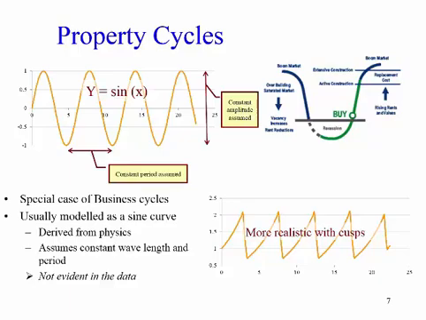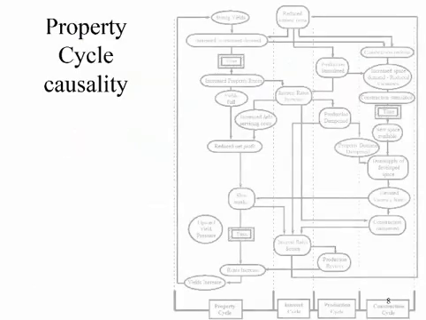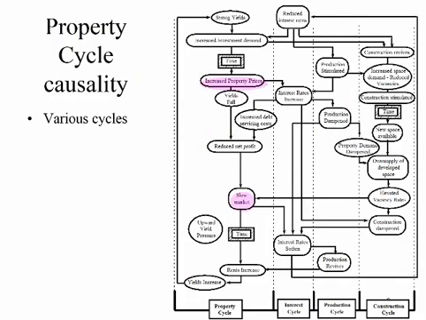Likewise, property cycles are usually modelled and presented as smooth sine curves derived from physics. And along with that assumption of the sine curve are the assumptions of regularity, both in terms of wavelength and amplitude. While it's appealing to be able to conceptualise property cycles as having such regularity, we do not find it evident in the data. And in fact, predicting property cycles has proven to be extremely difficult and has been the cause of many lost fortunes. If we move to looking at what causes the property cycle, we find that the patterns of causality for real estate is really quite complex.